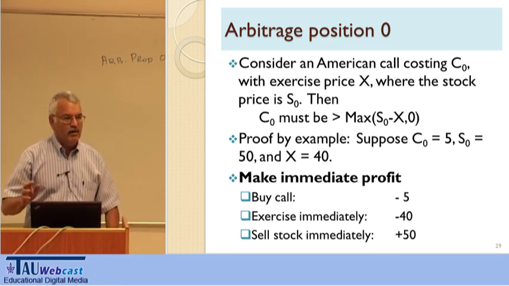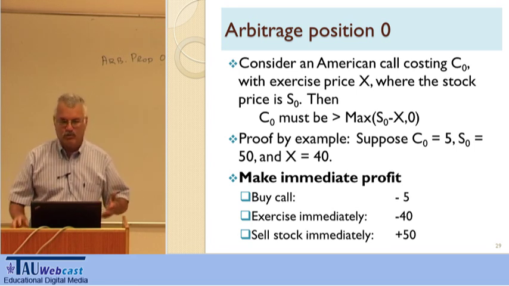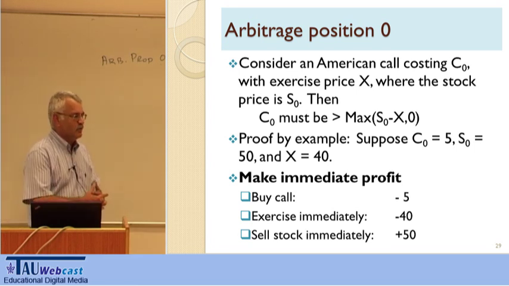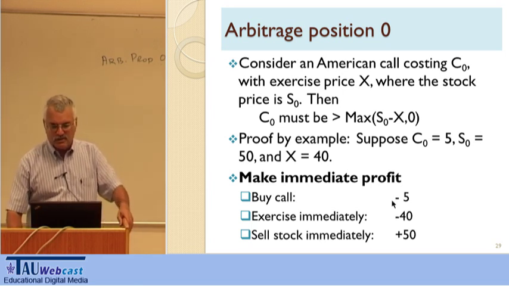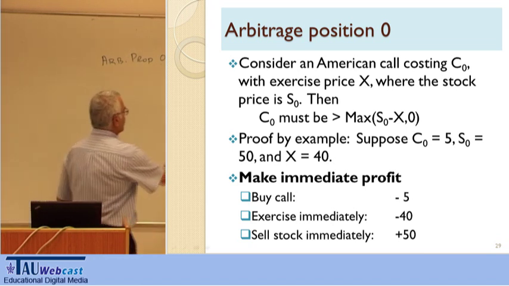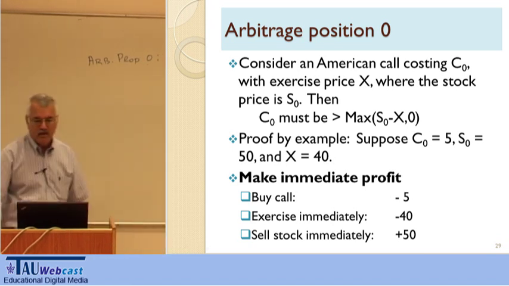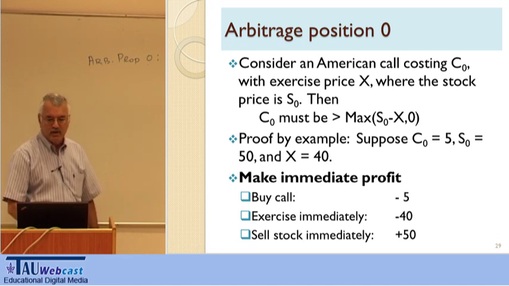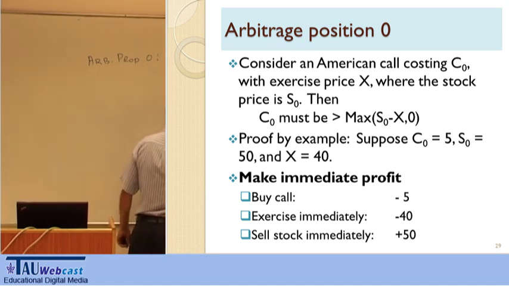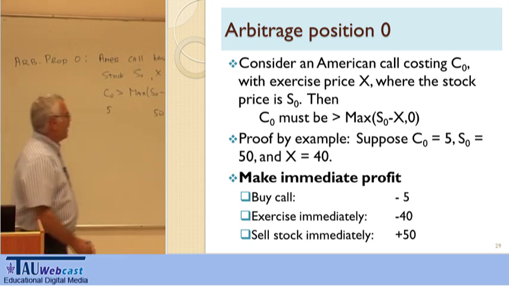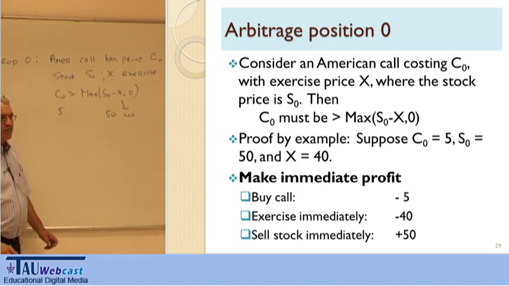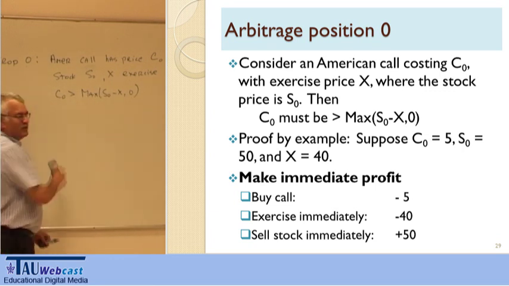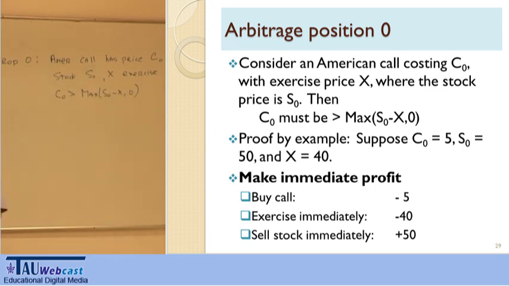I don't know if you need a proof, but here's a numerical example that shows you the arbitrage. Suppose the call price is 5, and suppose the stock price is 50, and the exercise price is 40. Actually, let me erase this for a second. Let me ask you a question.